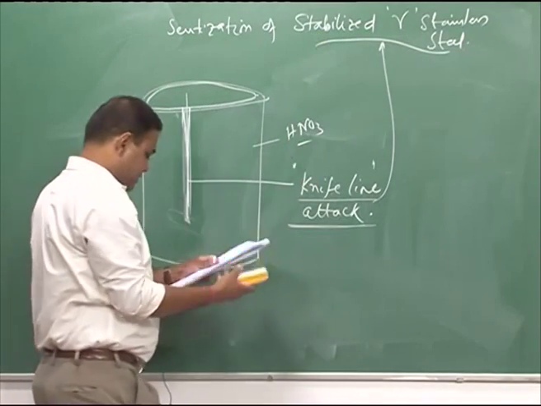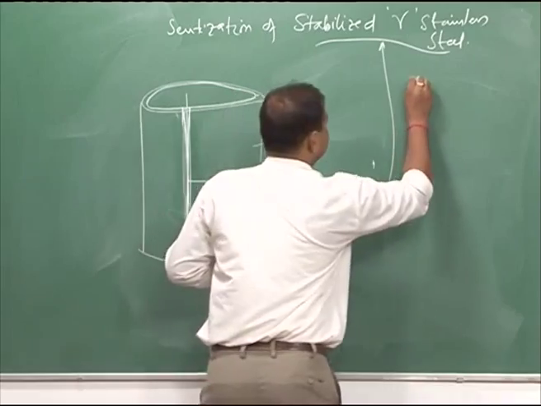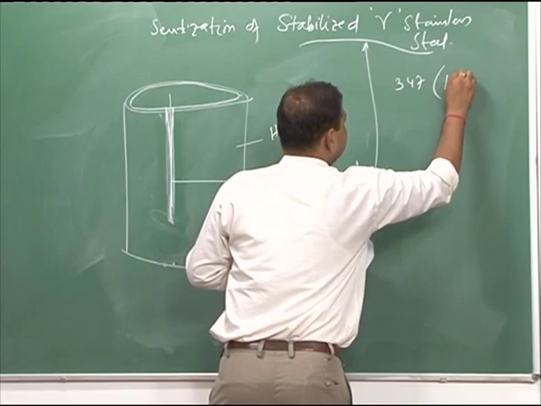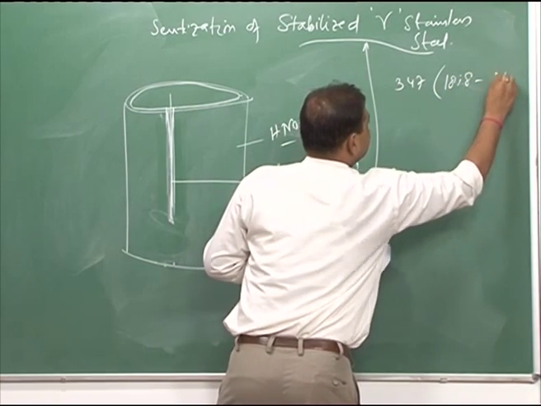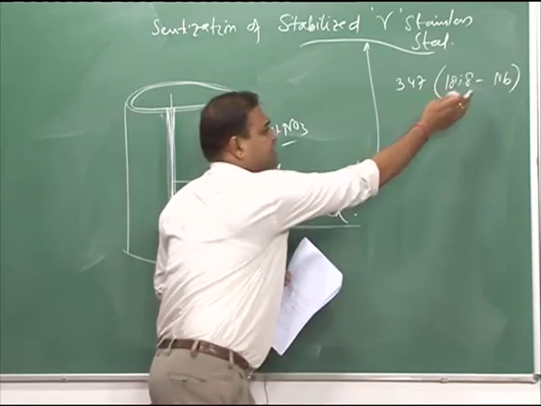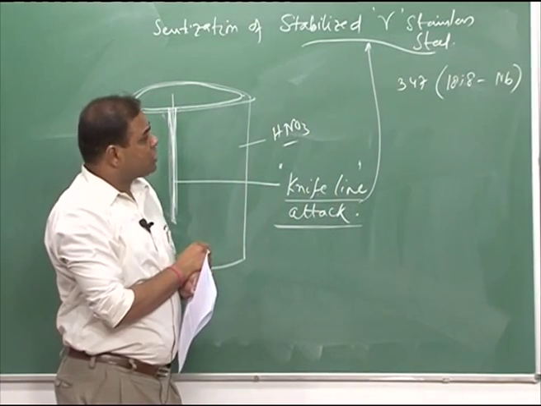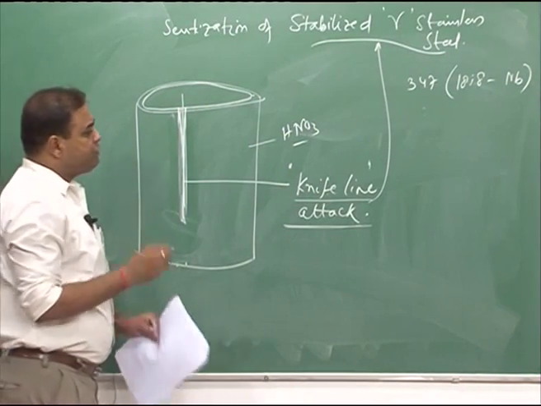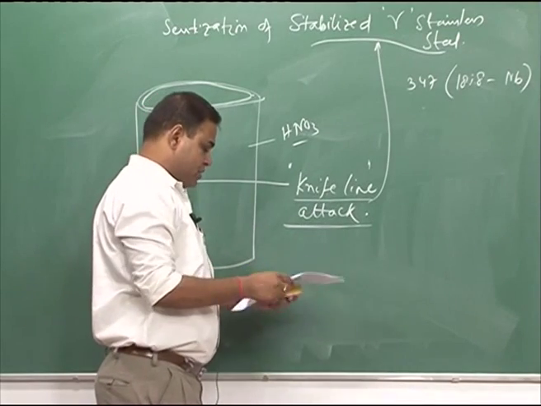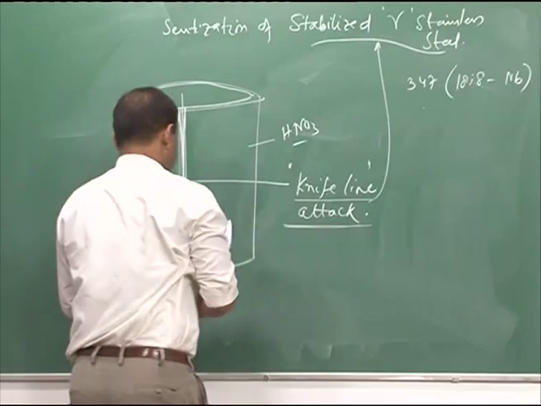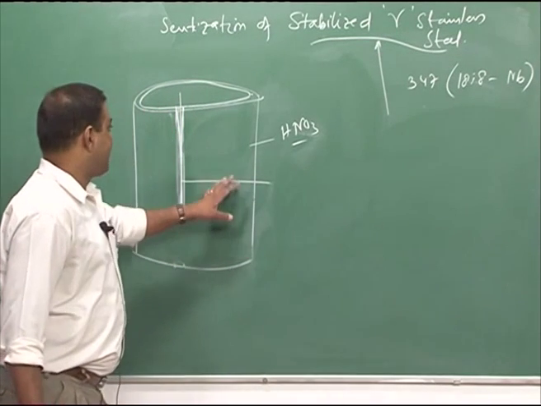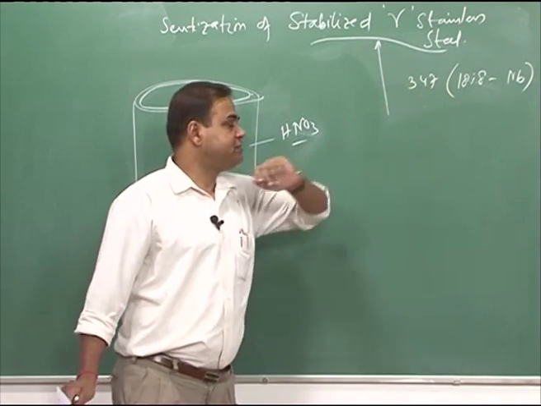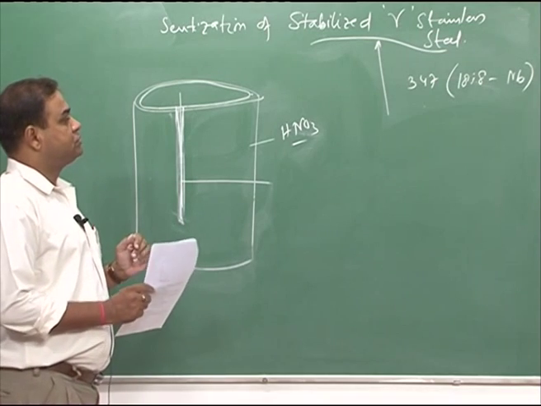In this particular situation, generally this has been experienced in case of 347 stainless steel, which is 18/8 stainless steel with niobium addition. Since niobium is added, which is a strong carbide former, that is what gives the stabilization property. Now, if we look at a schematic plot, the knife line attack happens in stabilized stainless steel of this nature, the 347 variety, which is 18/8 niobium containing steel.